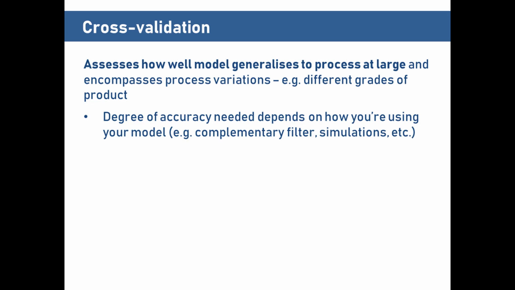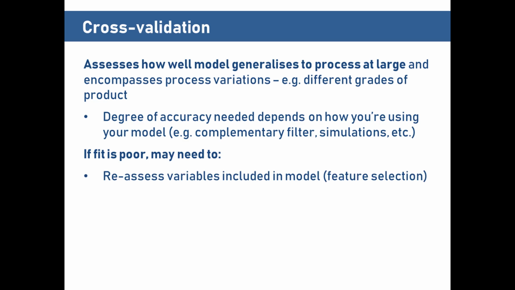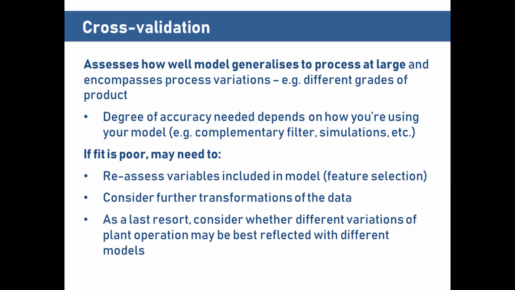If your model fits poorly across other datasets from the same system, you may need to consider a few fixes. Firstly, review your system and reassess the variables you've included in your model. You may be missing an important variable or doubling up by measuring the same variable across two different inputs. Secondly, consider if further transformations to your data may be required, again by looking at the properties of your system for nonlinear characteristics. And as a last resort, you may need to consider whether different variations of plant operation may best be reflected with different models, and build separate models for vastly different process variations.